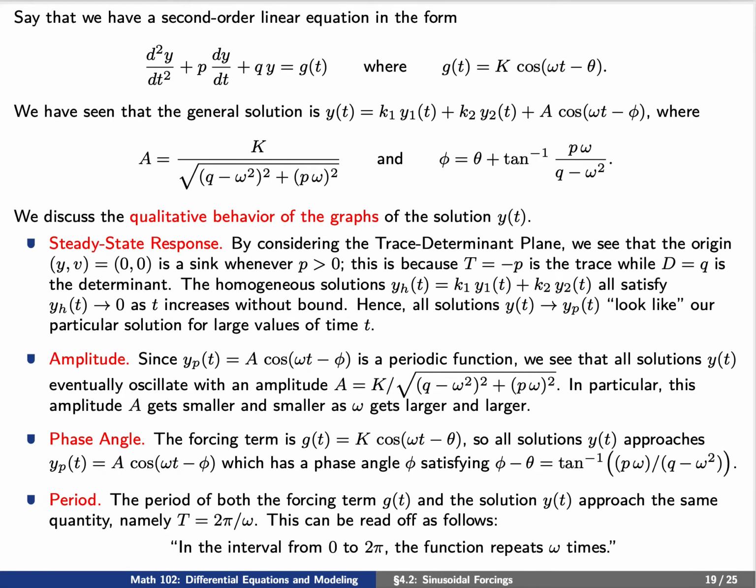And finally, we can discuss the period. Notice that the period of both the forcing term g of t and the solution y of t approach the same quantity, namely capital T is 2 pi divided by omega. This period can actually be read off from the graph as follows. In the interval from 0 to 2 pi, the function y of t repeats omega times. Let's discuss all four of these concepts by looking at a couple of examples.